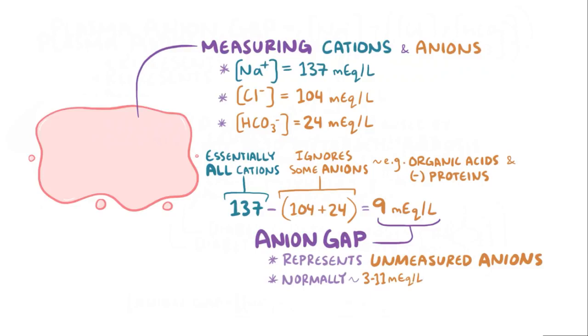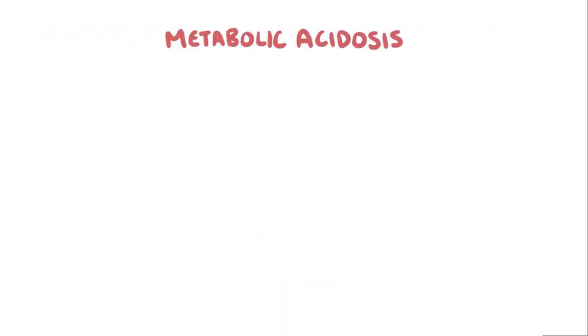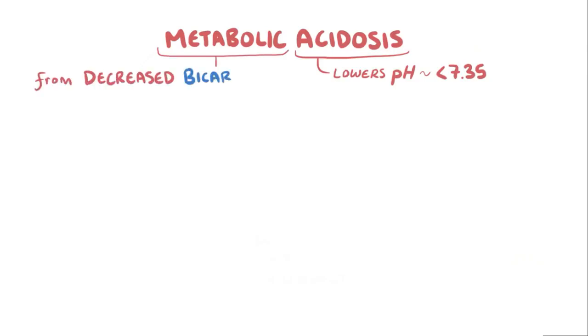If the anion gap is high, it's usually because there's a high amount of these unmeasured anions. Calculating the anion gap is a useful diagnostic tool, because it can help identify potential causes of metabolic acidosis. Acidosis refers to a process that lowers blood pH to less than 7.35, and metabolic refers to the fact that it's caused by a decrease in the concentration of bicarbonate ions.